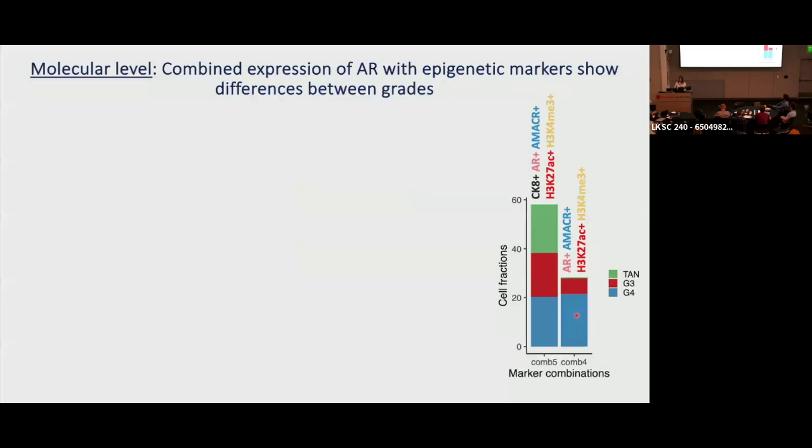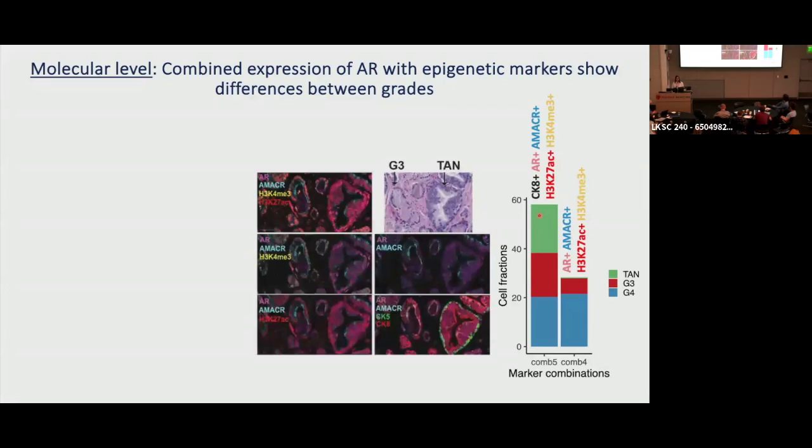When we look at CK8 positive luminal cells, this combined expression did not show any differences across clinical groups. And we will look at this observation at multiplex imaging. You can see in the H&E image here, two glands. One is annotated as tumor adjacent normal. The other one is Gleason 3 gland.